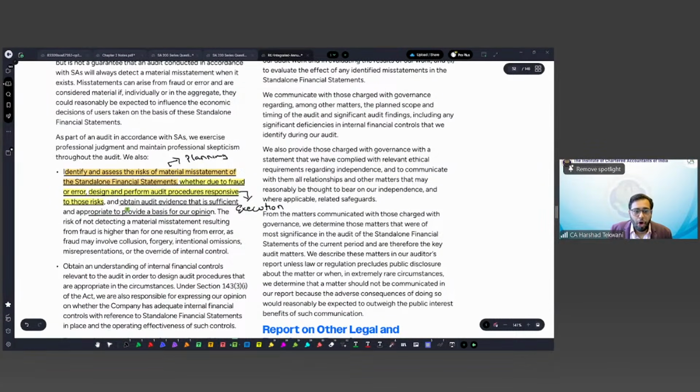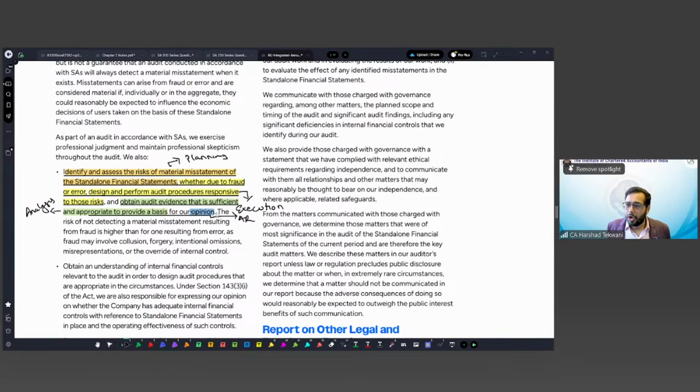Third, they are talking about obtaining audit evidence that is sufficient and appropriate to provide a basis. That is when you get the audit evidence, you understand what the audit evidence is, whether you have any misstatement, a kind of analysis they are talking about. And fourth is opinion, like issuing the report, the audit report.